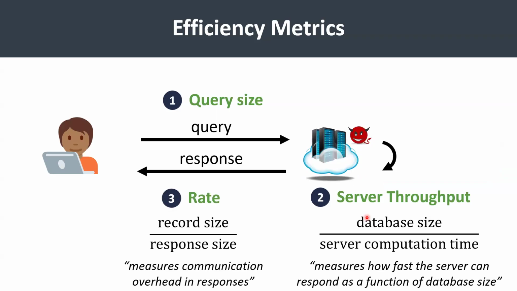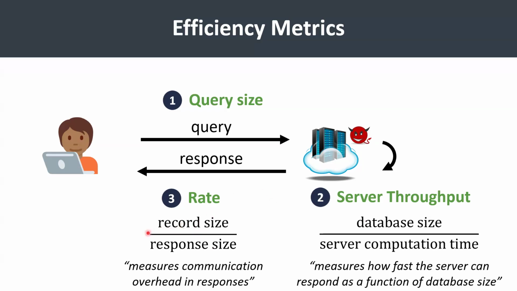And next, one of the more important metrics is something I'll call the rate, which is the ratio of the record size to the size of the response. So this basically measures the communication overhead in the response. How many bits does the client have to download to get a particular record? Essentially, we want the rate to be as close to 1 as possible.